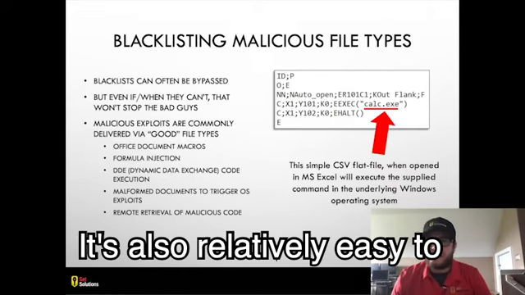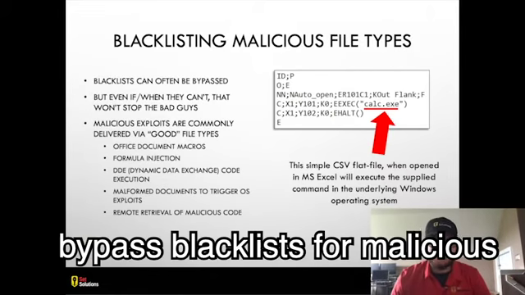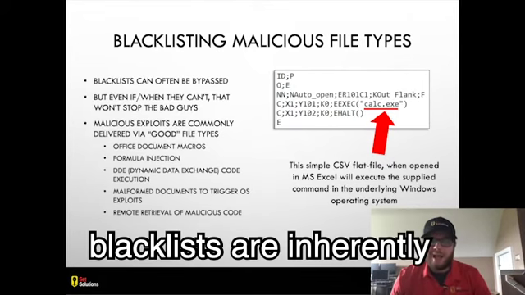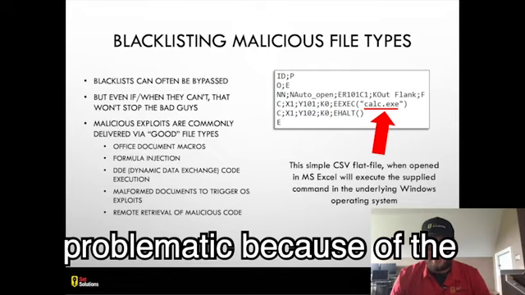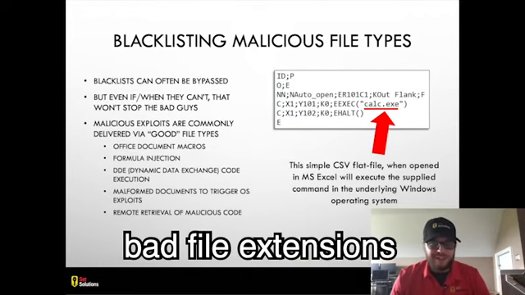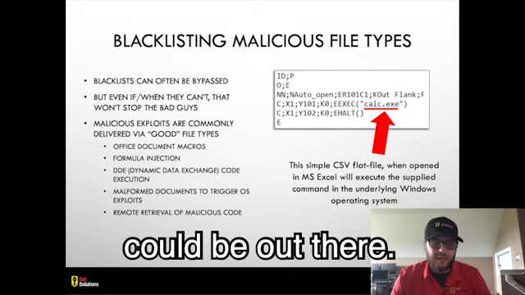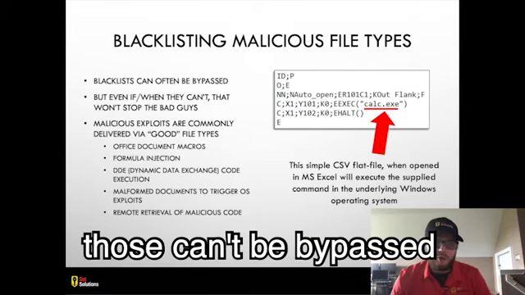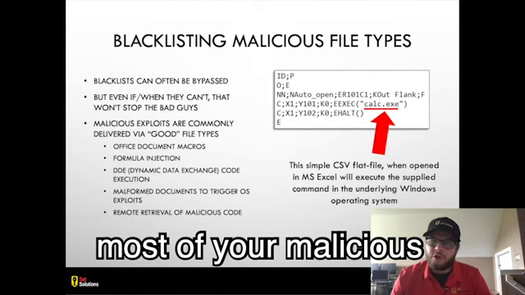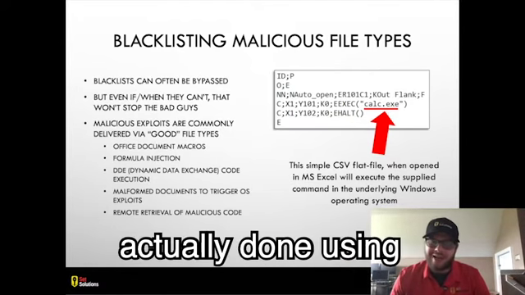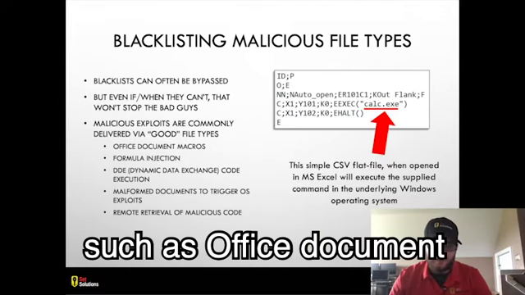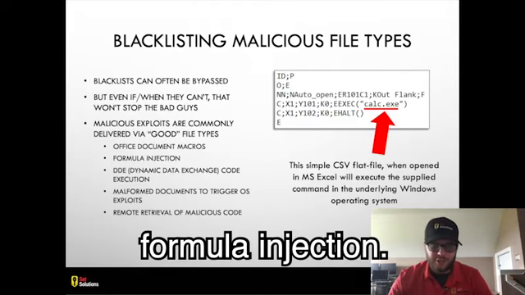It's also relatively easy to bypass blacklists for malicious file types on email gateways. First of all, blacklists are inherently problematic because they require you to know all of the potential bad file extensions and file types that could be out there. But even if and when those can't be bypassed, that still doesn't stop the bad guys, because most of your malicious exploits these days are actually done using quote-unquote good files, such as Office document macros, formula injection.